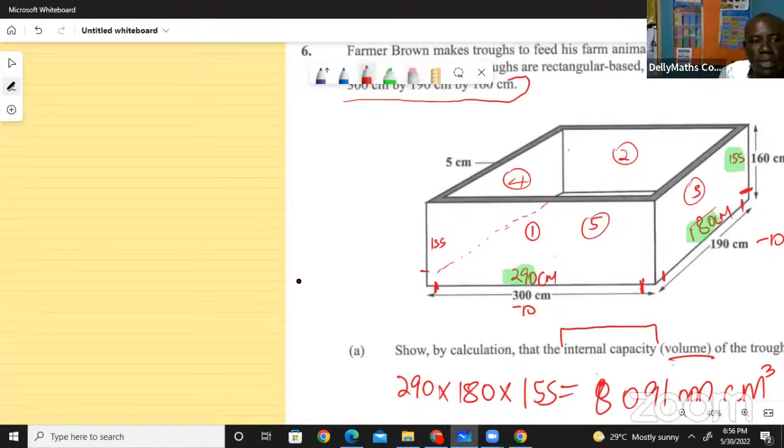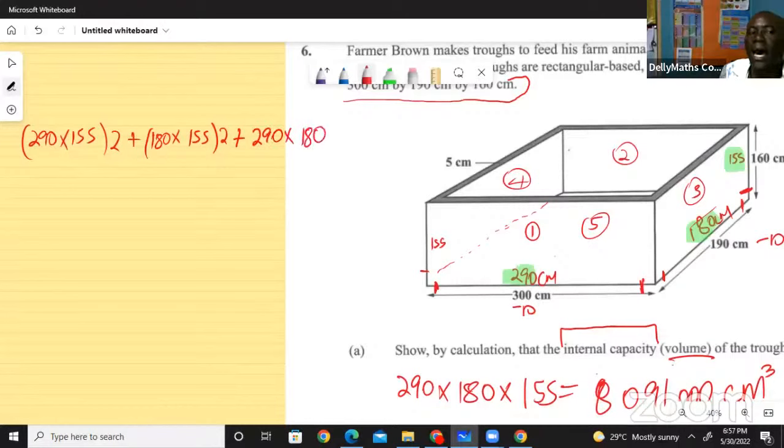So let us put the measurements together. The first measurement I want to put together is 1 and 2. We're talking about 290 times 155, and that will be doubled because it's 2 of it. Plus 180 times 155, and that will be doubled because it's 2 of it as well. So we're talking 3 and 4 there. Finally, the 5th one is on the ground. It's 290 times 180. And it's all internal.